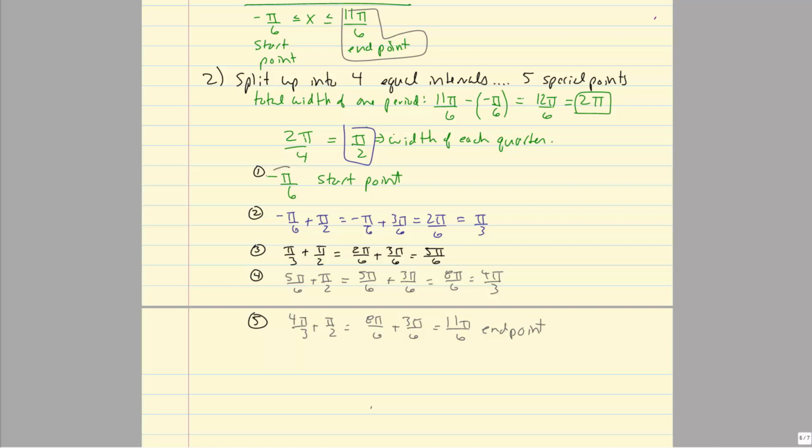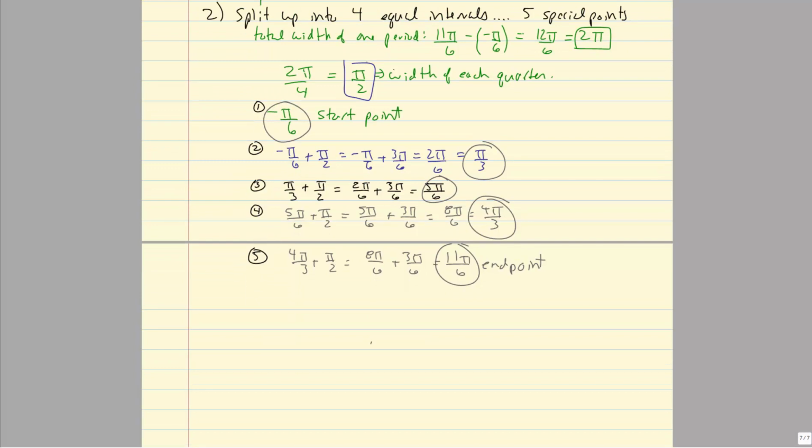So my important points here, my special numbers, are negative pi over 6, pi over 3, 5 pi over 6, 4 pi over 3, and 11 pi over 6. Now, I always like to think about these in terms of a common denominator. So the common denominator between the pi over 6 and pi over 3 would be the pi over 6 multiple. So what I'm going to do next is create a table and plug them in and evaluate.